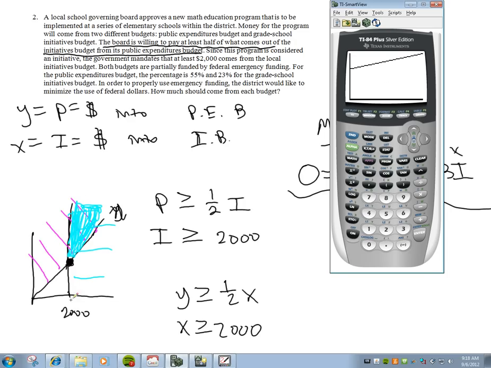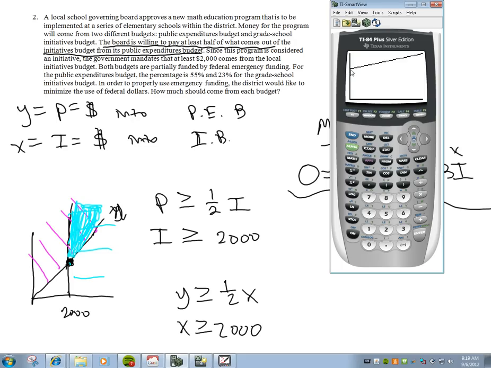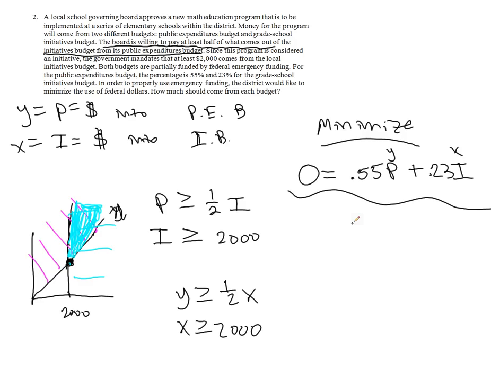So exactly what we had mentioned is that we have a corner point located at this little guy here. So that's x equals 2,000. All I need to do is figure out what the y value is when x is 2,000, so I do second calc value, and when I hit enter it tells me that x is 2,000, y is 1,000. So that means the initiatives budget is 2,000 and the public expenditures budget would be 1,000.